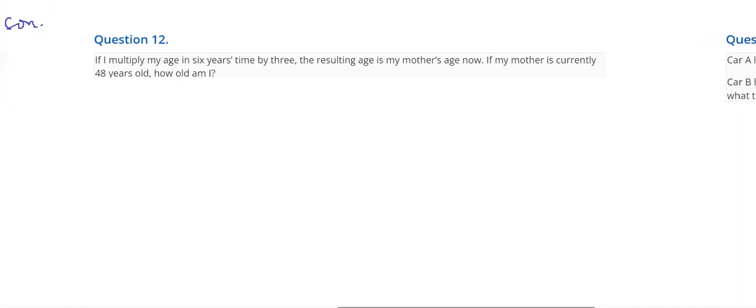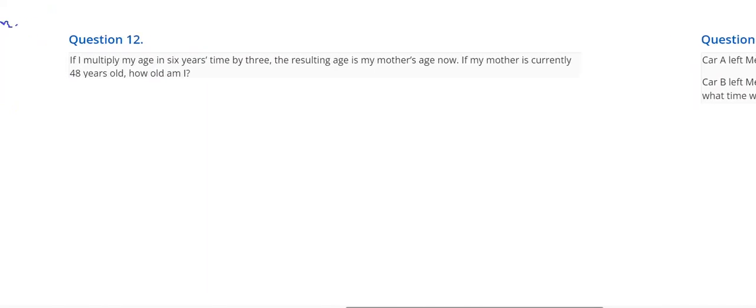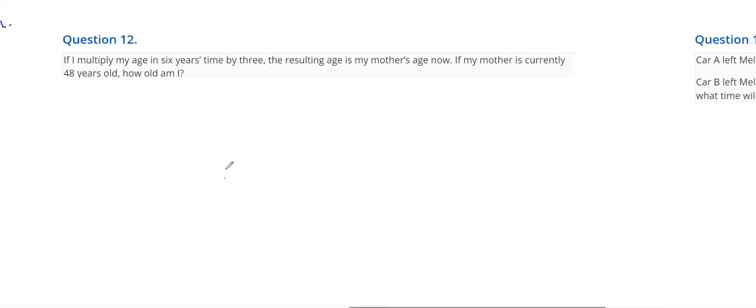In question 12, if I multiply my age in 6 years' time by 3, the resulting age is my mother's age now. My mother is currently 48 years old. How old am I? So I'm going to say that M is my age today.